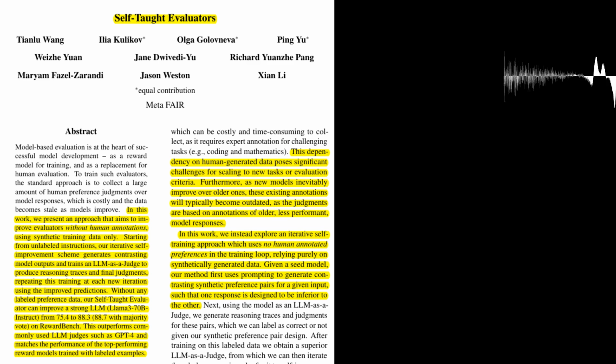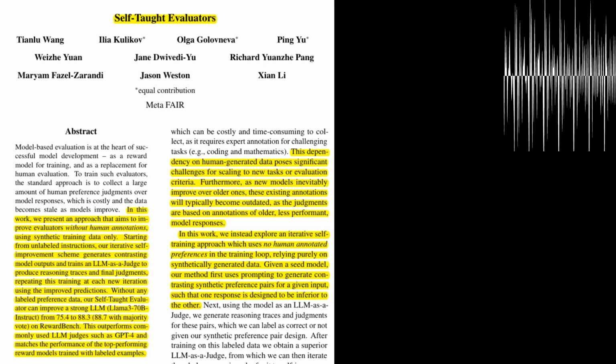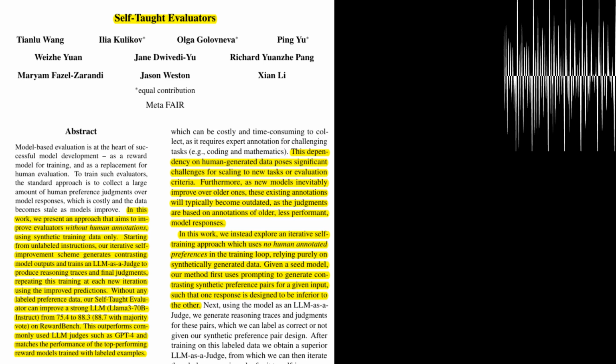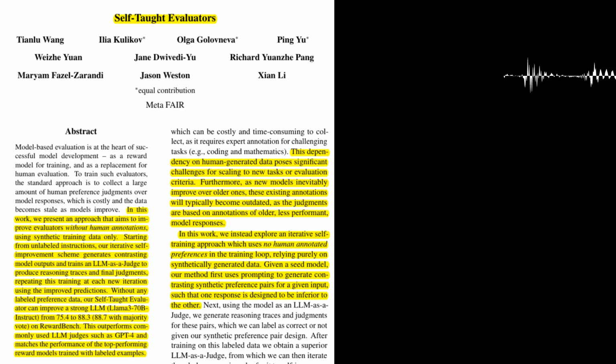So the model essentially teaches itself to evaluate by generating its own training data. Exactly. The process is iterative, meaning the improved model from one iteration is used to generate even better training data for the next iteration. This allows the model to continuously improve its evaluation capabilities.